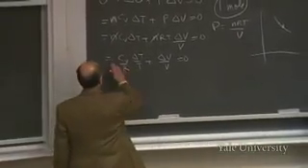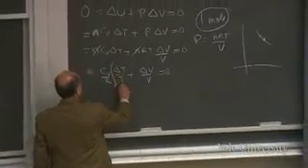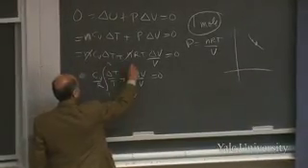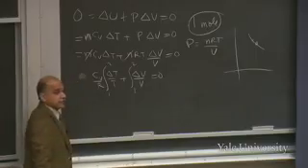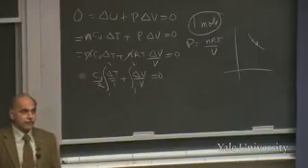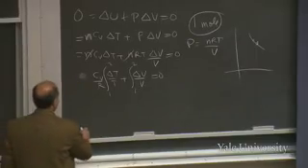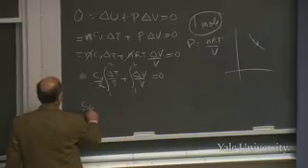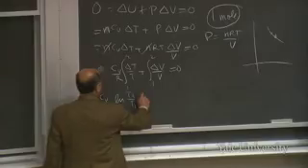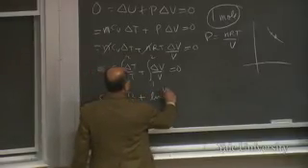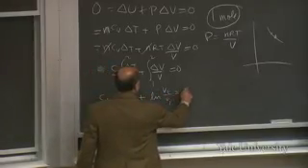Now let's add all the changes. That's called doing the integral. Do the integral of that from start to finish, do the integral of that from start to finish, and the integral of 0 is just 0. So this tells me CV over R times log of T2 over T1 plus log of V2 over V1 is 0.